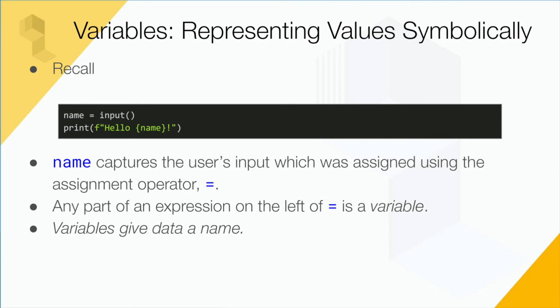Variables, representing values symbolically. Recall from earlier when we introduced input and output, we had the name variable. We used name to capture the user's input, which was assigned using the assignment operator. Any part of an expression that occurs on the left side of the assignment operator is called a variable. Variables are handy ways to give some data a name. Every subsequent use of the variable will refer to this data.